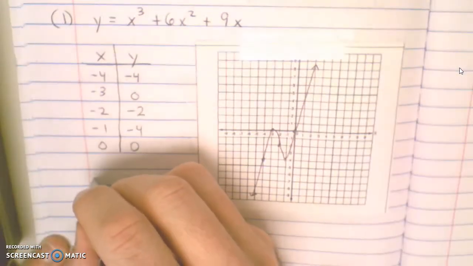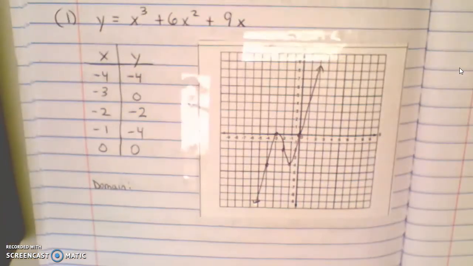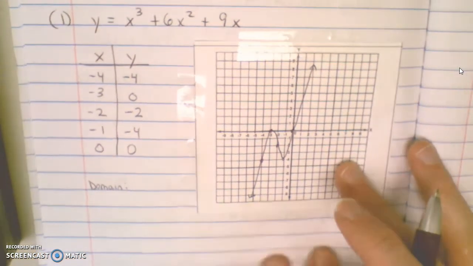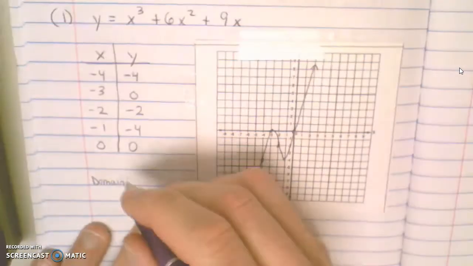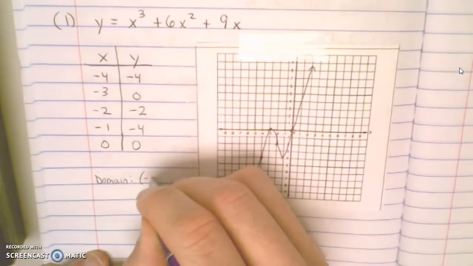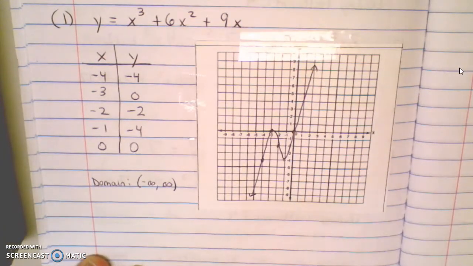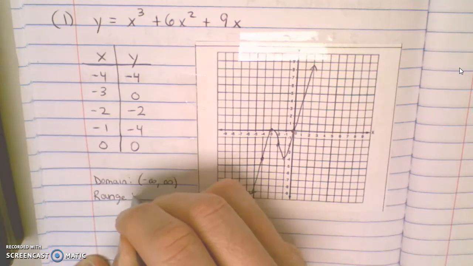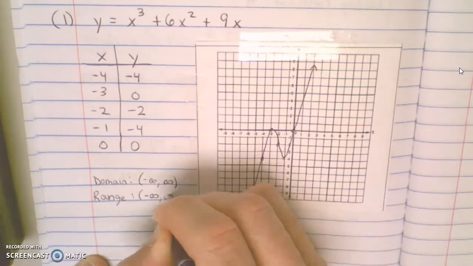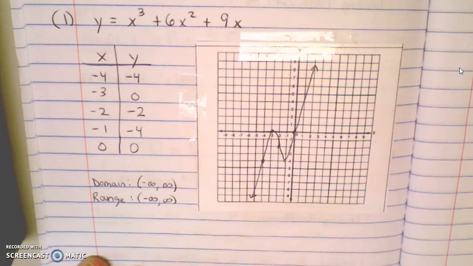Okay, so domain was all of our possible x values. And in this polynomial, the domain is going on forever in both directions on the x-axis. So this is going to be familiar, hopefully. The domain is -infinity to infinity, because it goes on forever in both directions. And the range actually winds up being the same as well. Also -infinity to infinity, because this is going up and down forever in both directions.